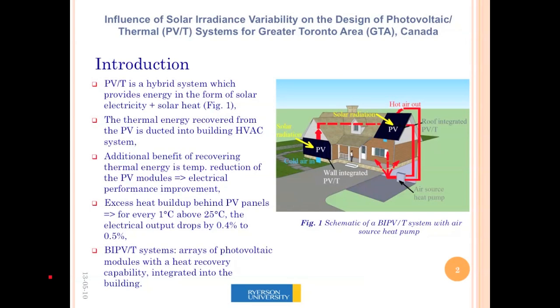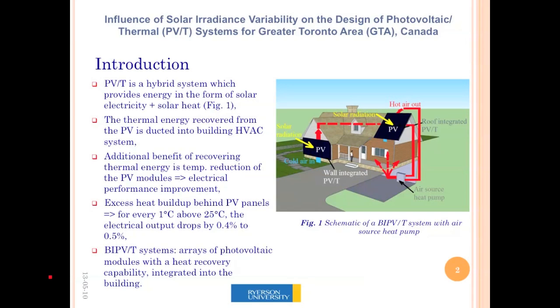Before I go into the weather data itself, let me give you some introduction about a PVT system. A PVT system is a system which can produce both heat and electricity. The thermal energy is extracted from the back of the PV by circulating fluid, and then that can be fed into an HVAC system, or it can be used directly, for example, for domestic space heating, or it can also be stored in some thermal storage systems.